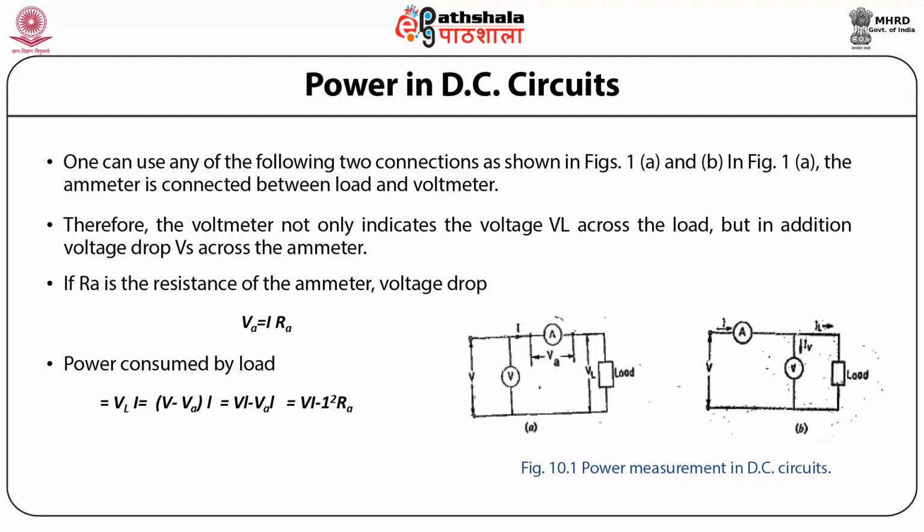Thus, finally, what we get is the power consumed by load is given by power indicated by instruments minus power loss in ammeter.